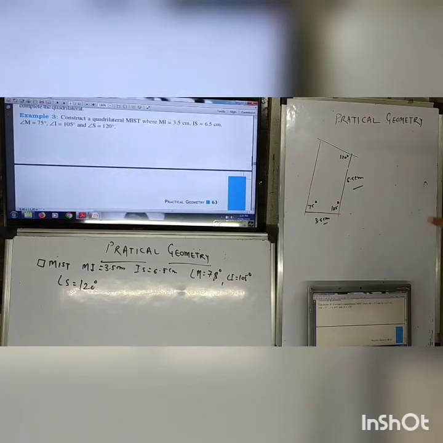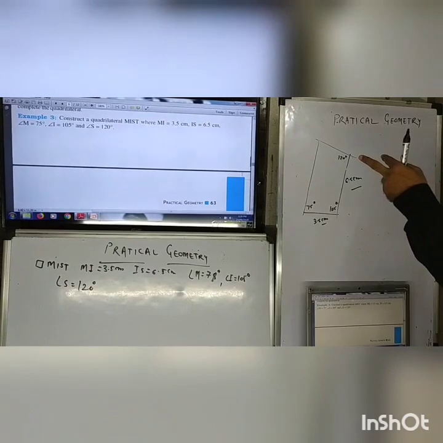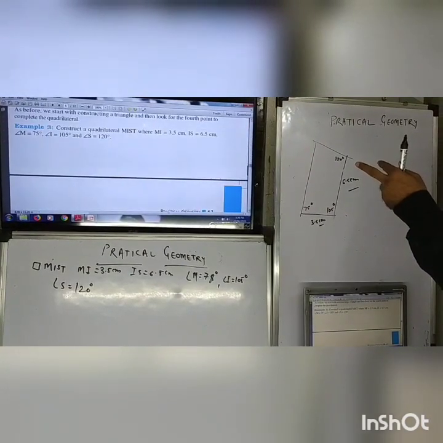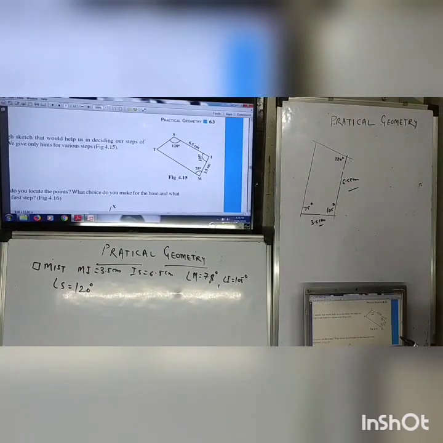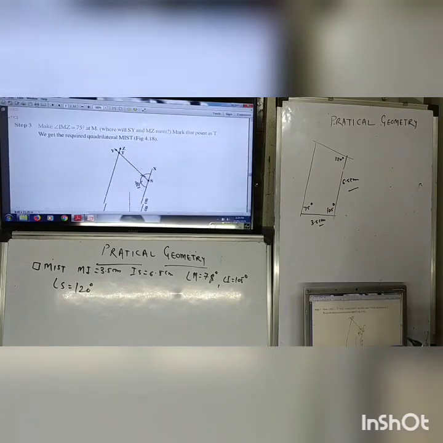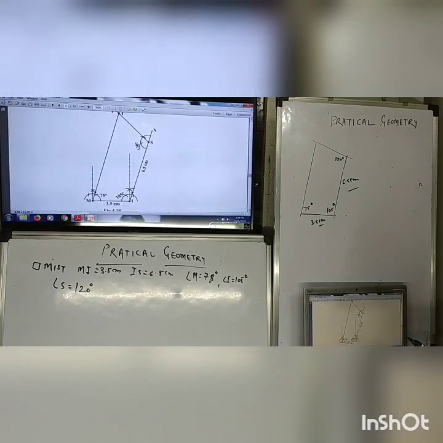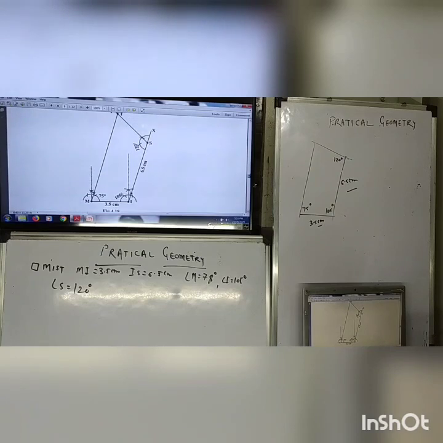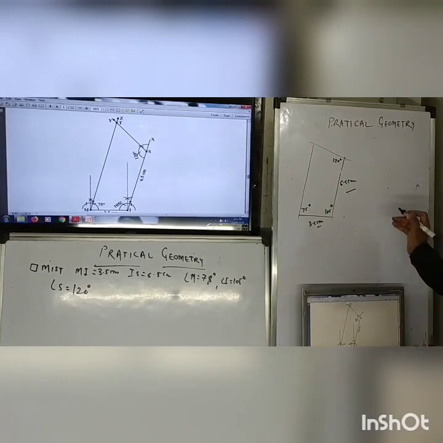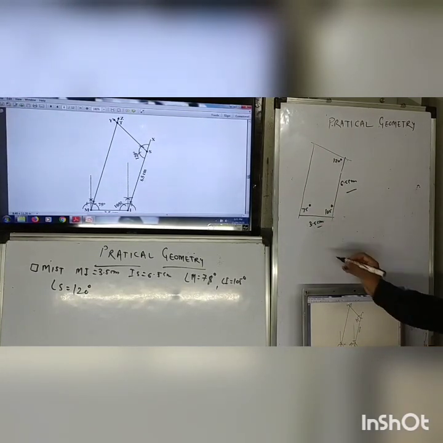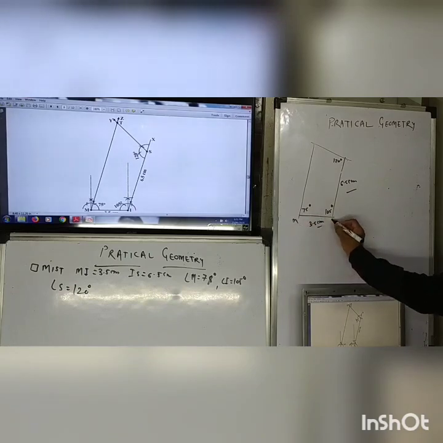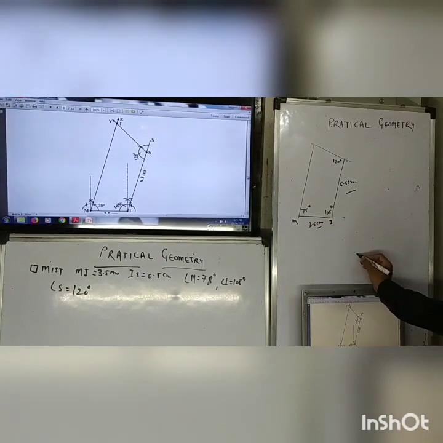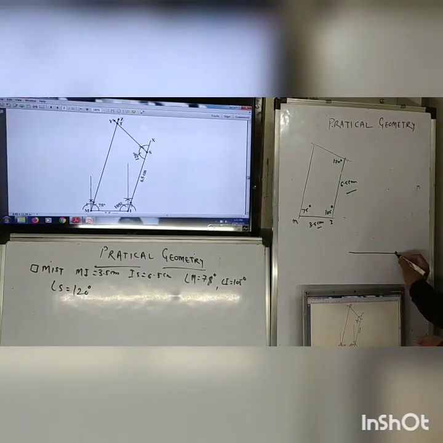Now let us construct the quadrilateral when two adjacent sides and three angles are known. Now we want to construct this quadrilateral MIST with the given specification. First of all, draw the rough diagram. Rough diagram is there. Now we do the construction. First of all, we construct this MI. We construct the MI 3.5 centimeter.